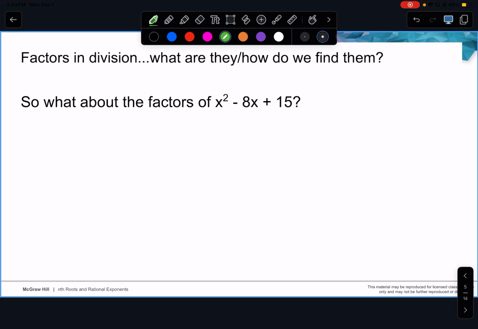Okay. So then we take that to a polynomial. The factors of a polynomial are the things that we can multiply together to get that polynomial. It's basically the opposite of our FOIL. So we've been doing this for a while. So we're going to go like this, x, x, and then we think about the factors of 15 that can add up to negative 8. And in this case, it's negative 3, negative 5. Those are the factors of the polynomial.